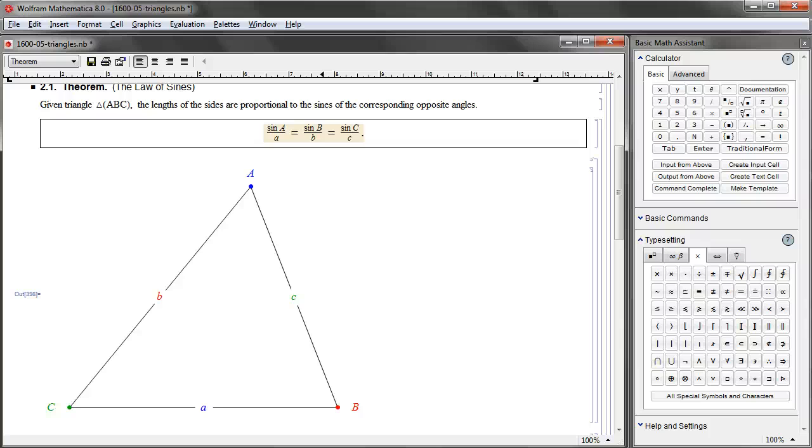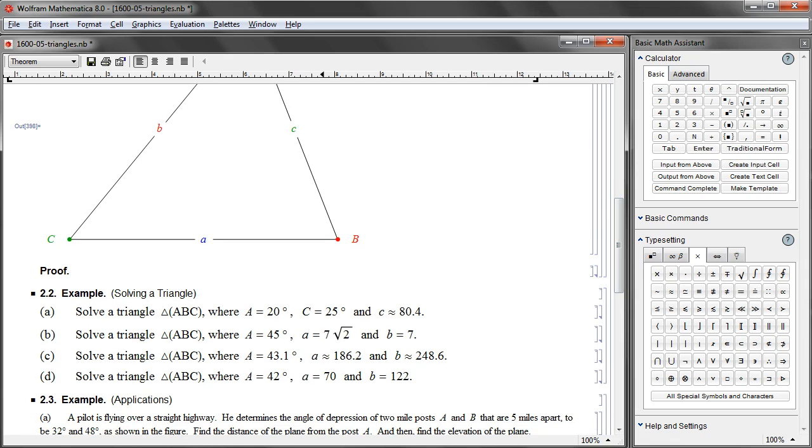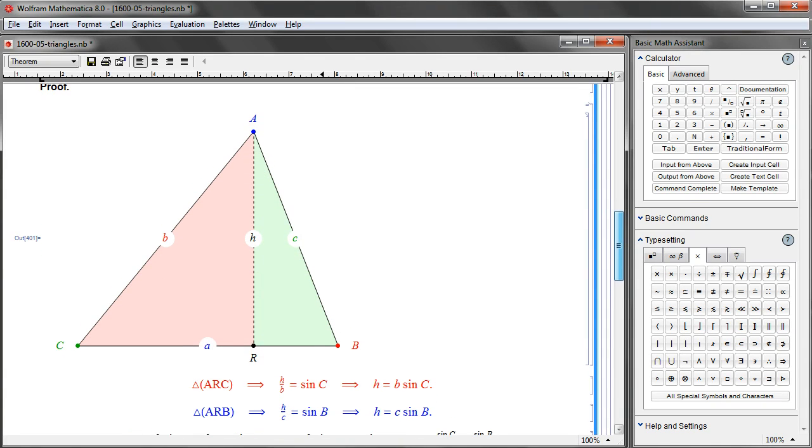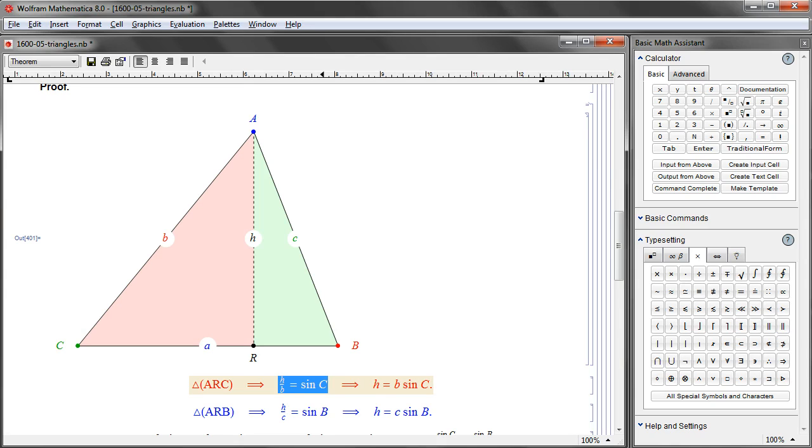We begin with drawing a vertical line from the top angle A and thus creating a couple of right triangles as you see here. And we did a color coding, the red triangle ARC and the blue triangle ARB. Now from the red triangle, please make this observation. B is the hypotenuse and H is opposite the angle capital C. So what do we have? H over B is sine of capital C, and consequently H is equal to B sine of capital C. That comes from the red triangle, so I did the color coding accordingly.